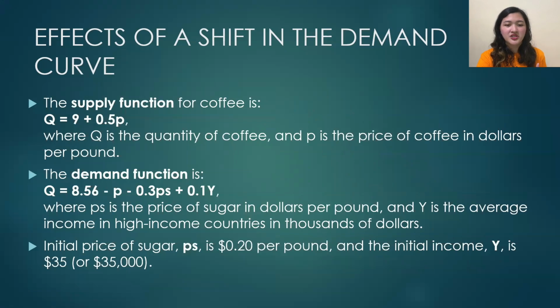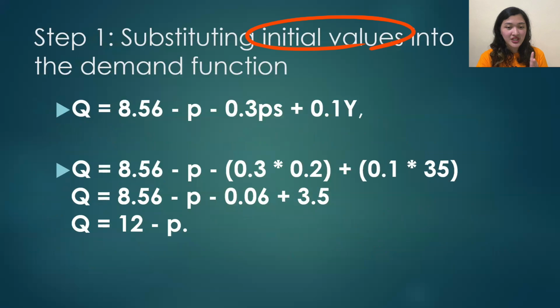The supply function for coffee is this, where Q is the quantity of coffee and P is the price of coffee per pound. While the demand function is where PS is the price of sugar per pound and Y is the average income in high-income countries. For simplicity, let's assume that the initial price of sugar PS is 0.20 per pound and the initial income Y is 35. So step 1 is substituting initial values into the demand function.